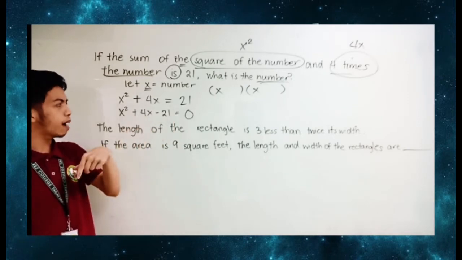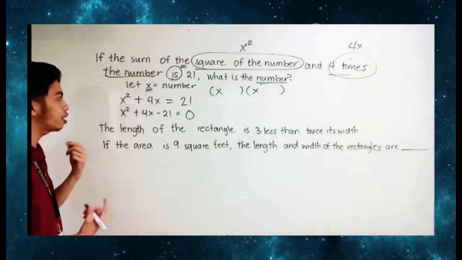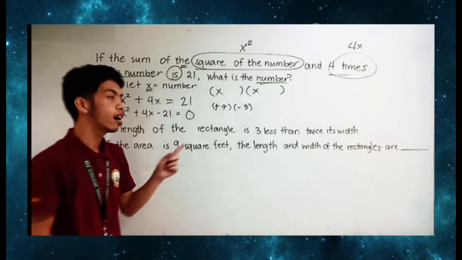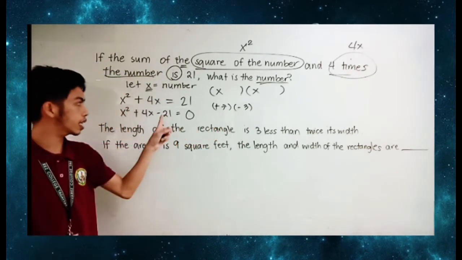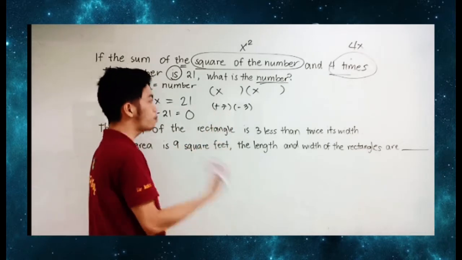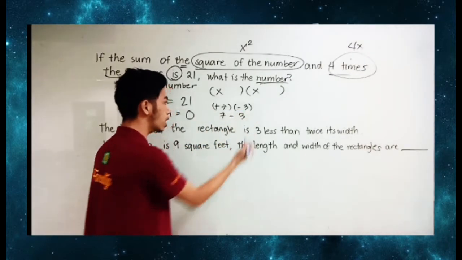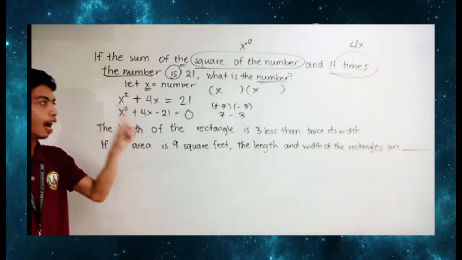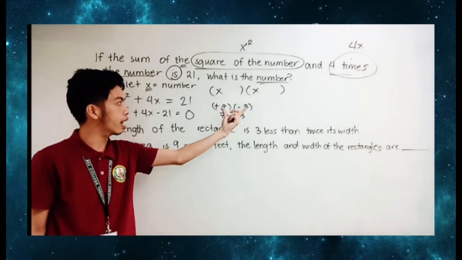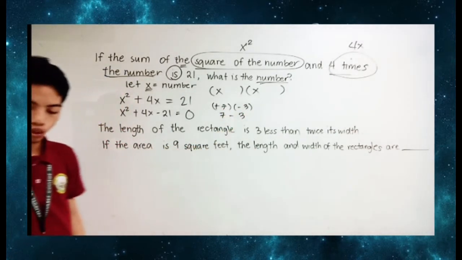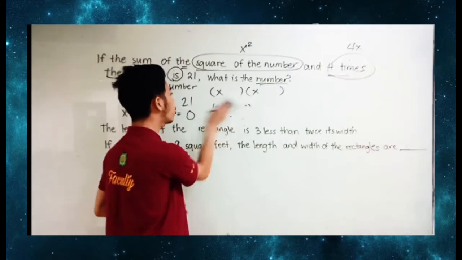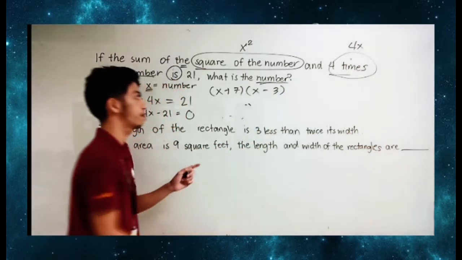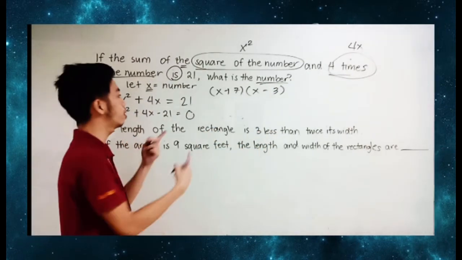Positive 4. Eh di ba, pwede kong gawin, o pwedeng ang number na yon ay positive 7 times negative 3. Di ba? Kasi positive 7 times negative 3 is negative 21. At kapag pinag-combine natin siya, 7 minus 3, okay, 7 minus 3 is equal to positive 4. So, ibig sabihin, tama ang ating factor na dapat ay isang 7 at isang negative 3. So, ibig sabihin, ang factor niya ay positive 7 and negative 3.